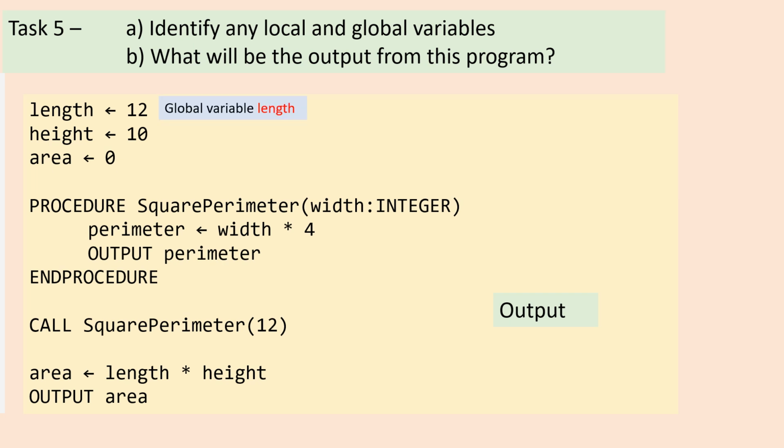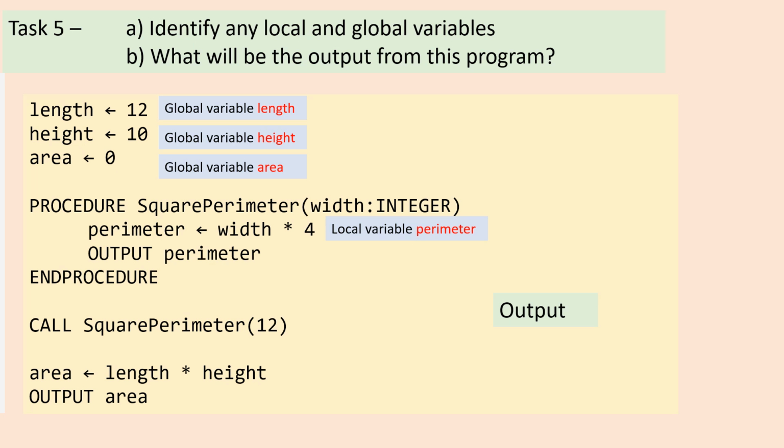So we've got length, height, and area. They're all global variables. We then got our subprogram, and we've got perimeter, which is a local variable. In terms of the output, when we run this code, length, height, and area are assigned and held in RAM. They're global variables. They're waiting to be used. Our subprogram is also put into RAM. It's waiting to be called.